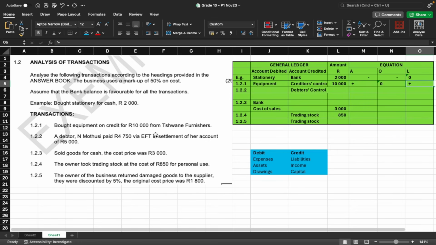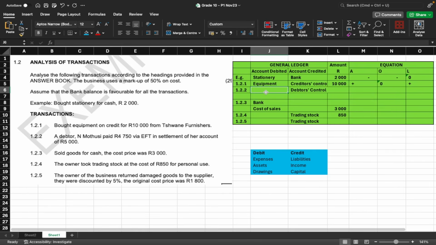A debtor. Who is a debtor? A debtor is someone who owes the business money, and she paid 4,750 Rand via EFT in settlement of her account of 5,000 Rand. So we received money from a debtor. If the debtor paid, you already know I received money, and when you receive money, bank is involved. Bank is an asset, and in our acronym, assets is debited when it's increasing. Our bank is increasing here because we're receiving money.